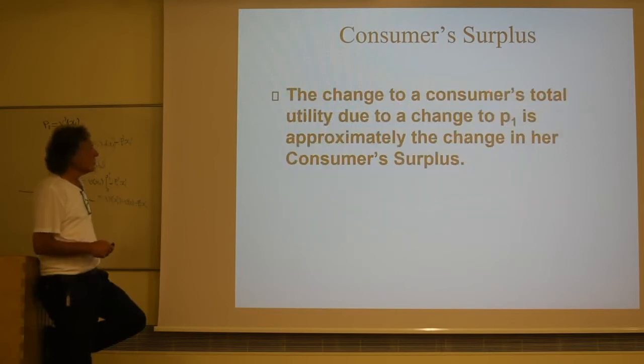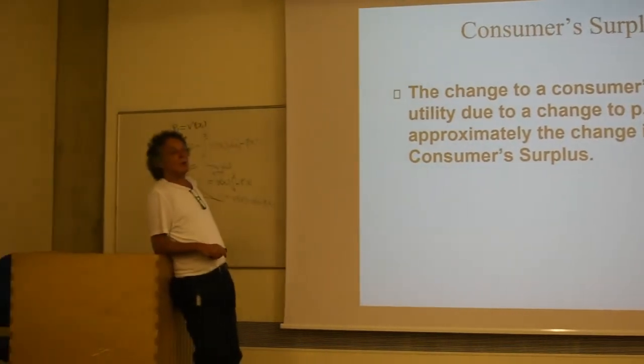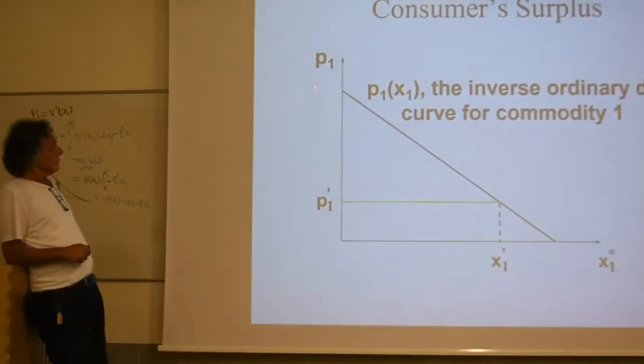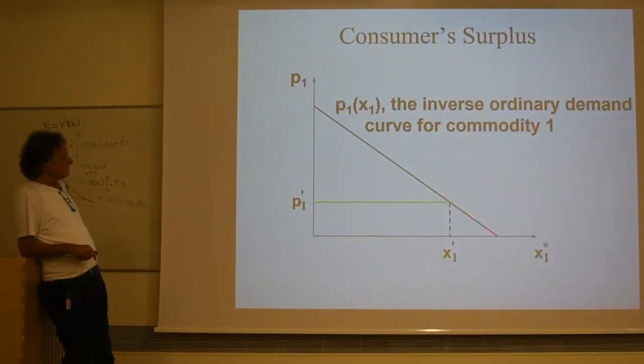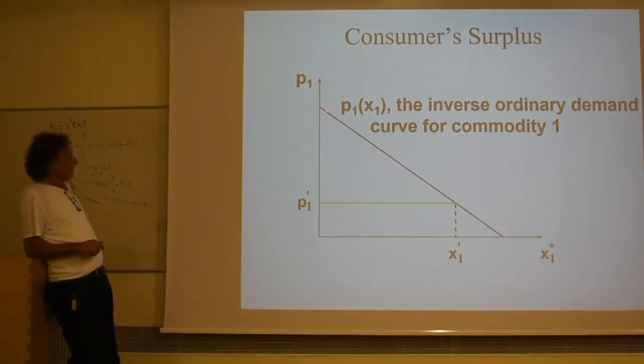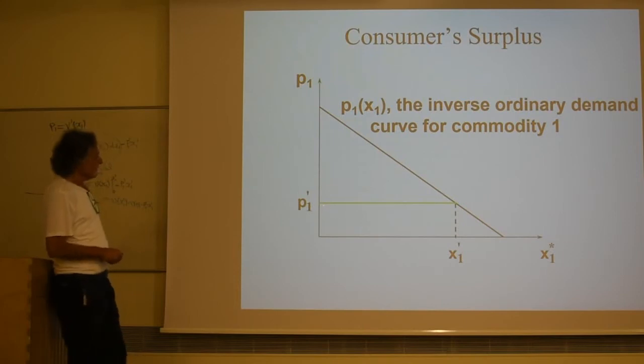The change to a consumer's total utility due to a change to P1 is approximately the change in her consumer surplus. That's it. So now suppose that I was at the P1 prime level, and now I increase the price. What happens? Here, this is my demand curve. I don't know why it's all the time a straight line. It's really maybe misleading. Remember, it's not necessarily a straight line. It can be something like this. So say that at price P1 prime, the demand is X1 prime.